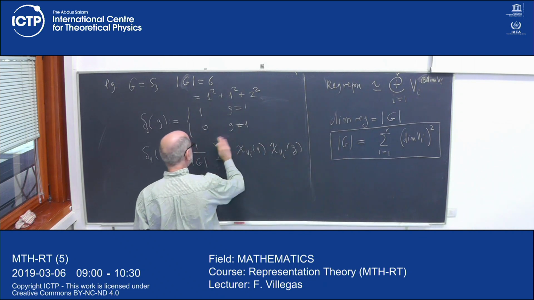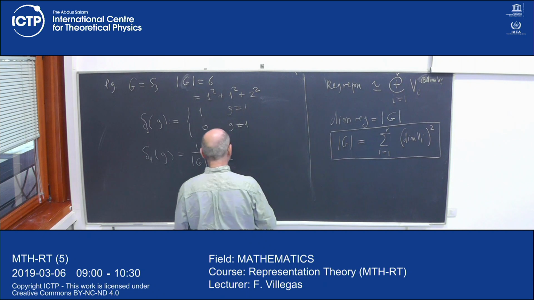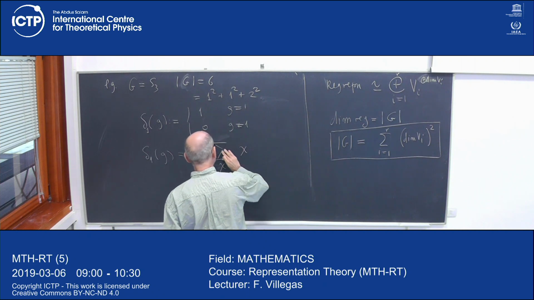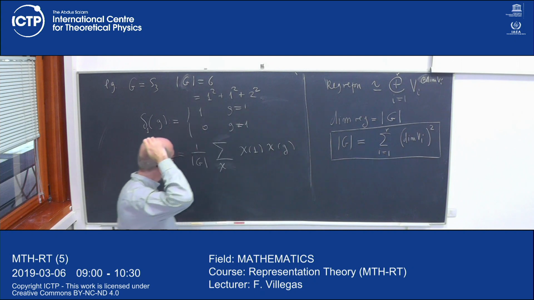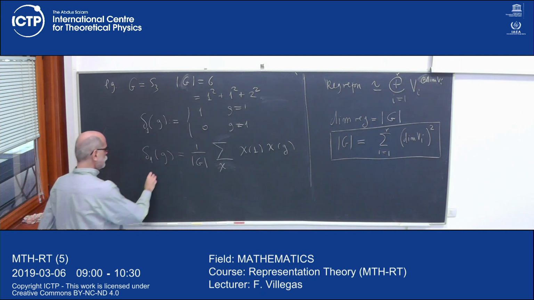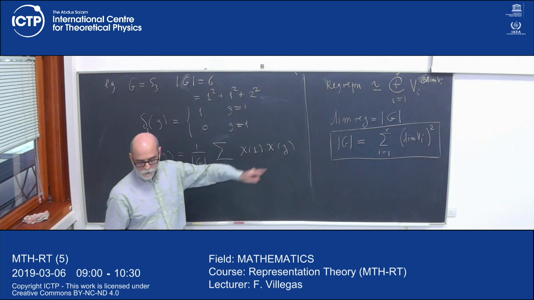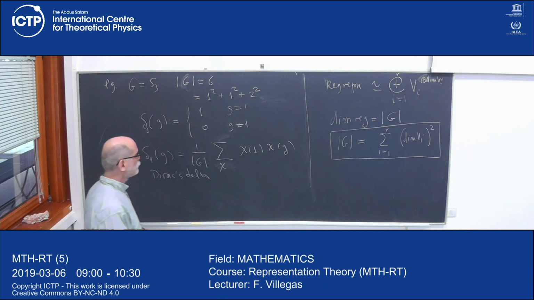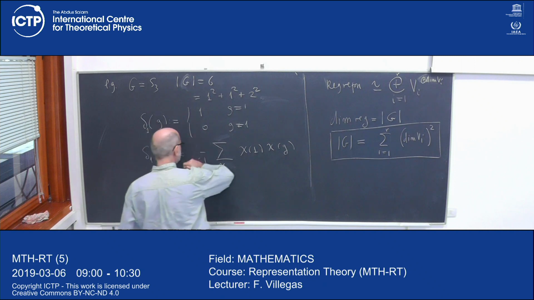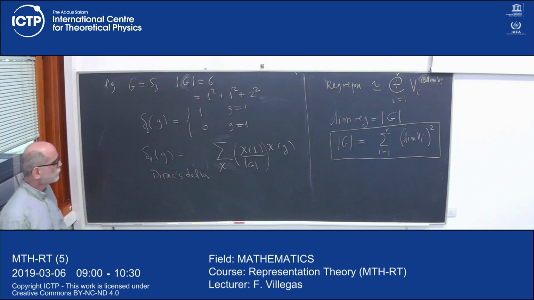Or maybe let me write it more succinctly like this. Chi runs over the irreducible characters, that is to say, characters of irreducible representations, non-isomorphic. I have chi of 1 times chi of g. So this is sort of the Dirac delta, which has a decomposition into your irreducible characters, and the coefficients are chi of 1 divided by the order of G. Or maybe, even somewhat more clearly, write it that way. So this is the analog of a Fourier expansion of the delta function.